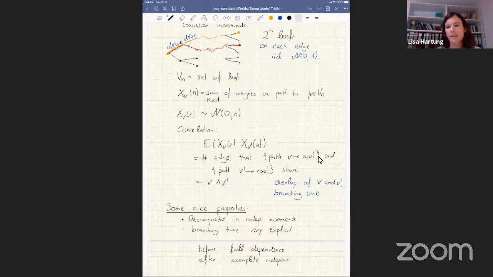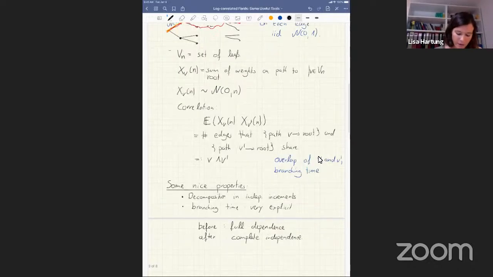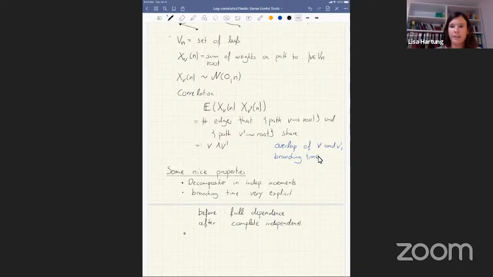Right? This is something that you might not have in all models, but it is a very nice feature to decouple the part where things are dependent from the part where things are completely independent. And a third thing that's very useful is that you have a certain self-similarity.